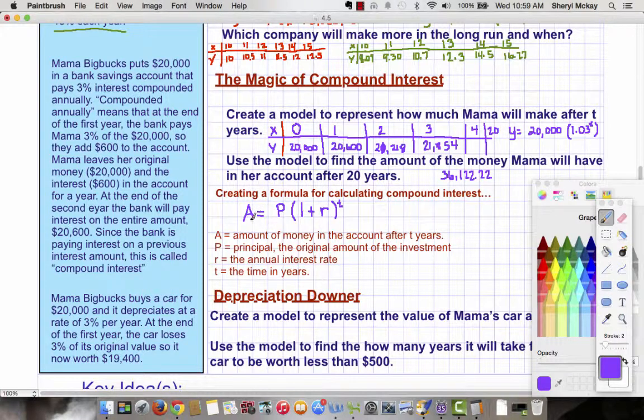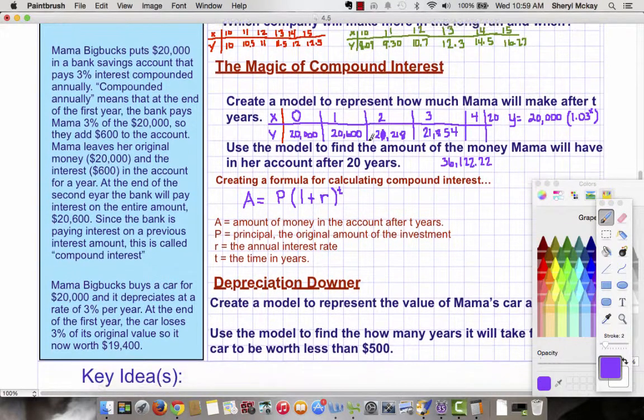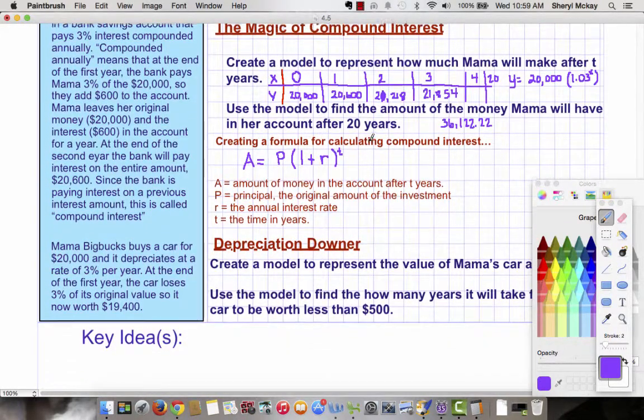So let's look at this one. A equals P times 1 plus R to the T power. And isn't that what I wrote over here? 20,000 is your principal, Y is our A, 1 plus 0.03, which is the interest rate, to the T, which would be the X time power. So that's creating a formula for calculating compound interest.